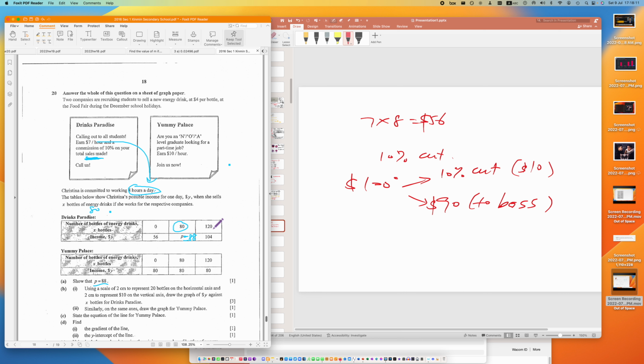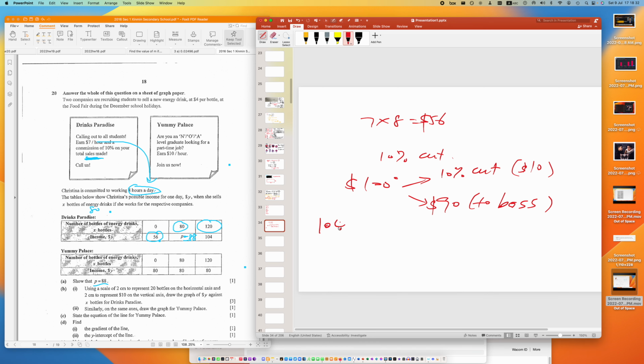Then here you get to see that you need to do some work to get the 88. It's not so straightforward. So let's look at this. 8 hours is $56. Can you see? So that means you need to take the 104 minus the 56. So this is the commission earned.